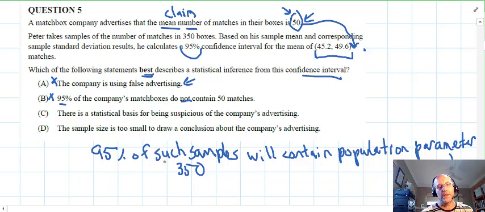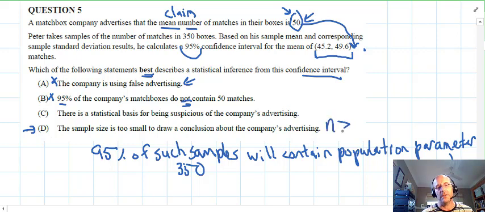If we perform the samples in the same way with the same specifications, 95% of our samples should contain the actual mean, the true mean of the population of matches. So it's nothing about a proportion that do not contain 50 matches. No way. I'm deliberately skipping C. I wonder why. D, the sample size is too small to draw conclusions.